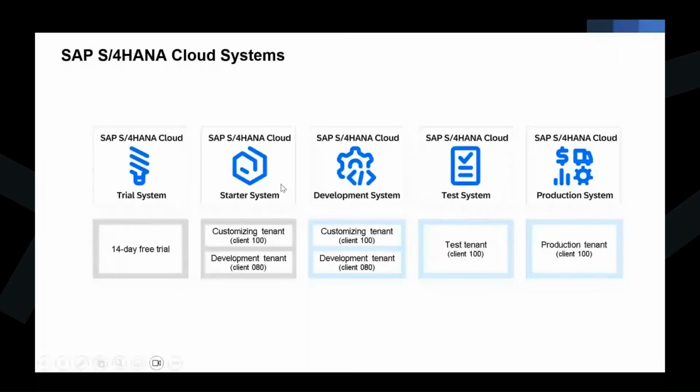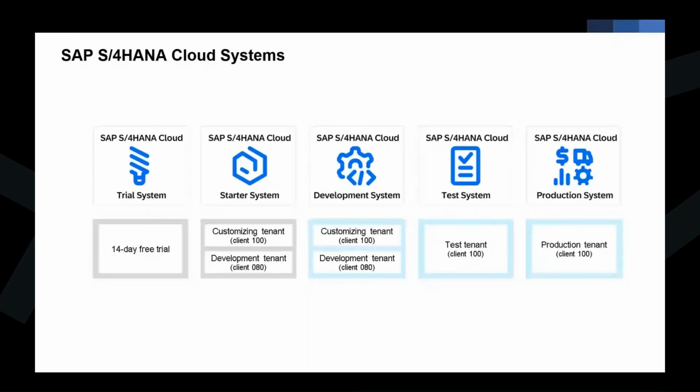And in the starter system, SAP provides two different tenants. One is a customizing tenant and the second is a development tenant. The customizing tenant is used to set up the configurations from the functionality point of view, and the development tenant is used in order to perform the developments. But normally, we don't do any customizations or development in the starter system because that is already the pre-configured system which we are using in order to demonstrate the standard business practices.